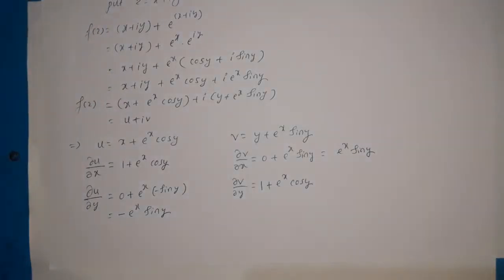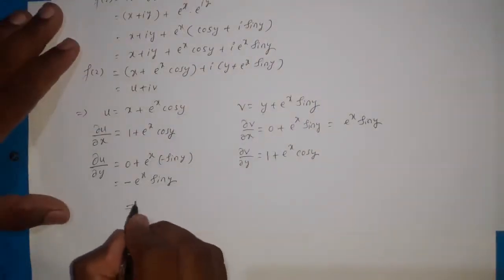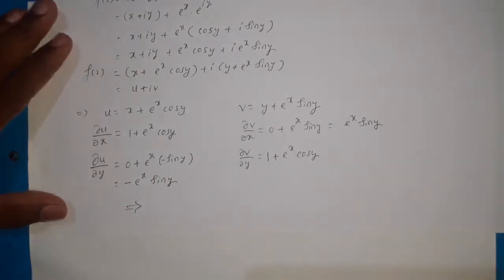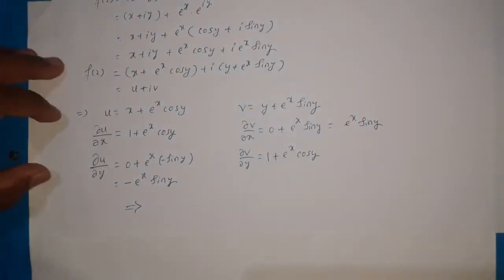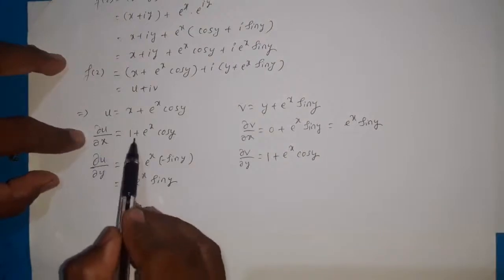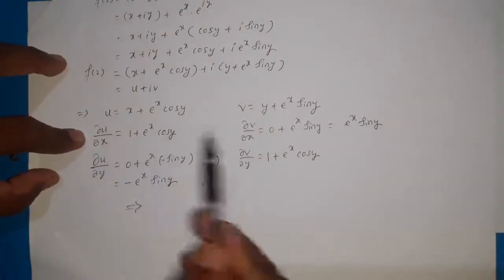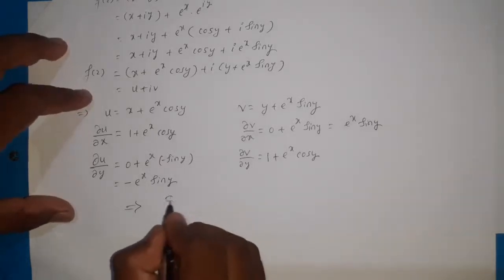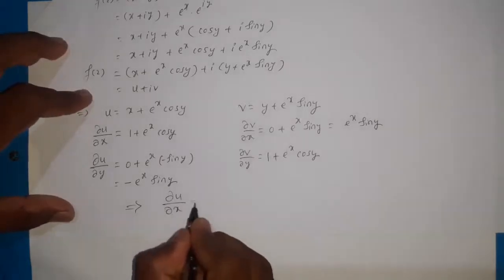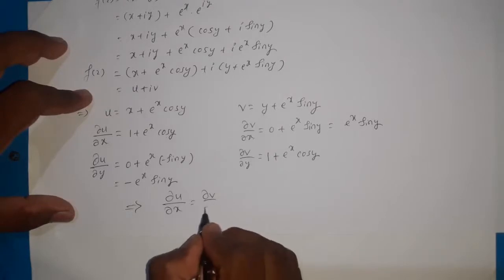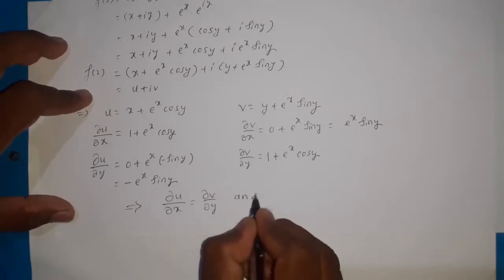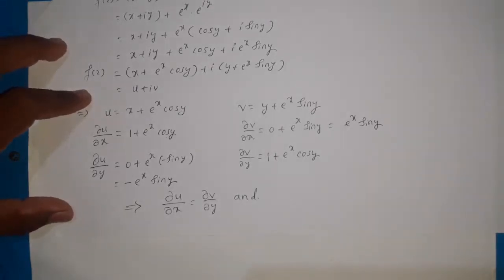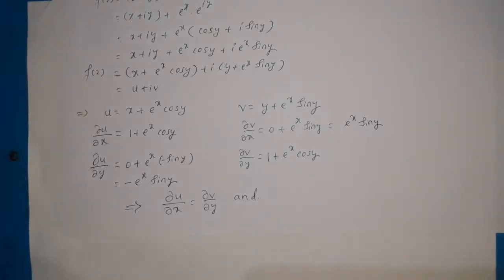Now, by observing these 4 partial derivatives, we can write the conclusion as: dou u by dou x is 1 plus e power x cos y, and dou v by dou y is also 1 plus e power x cos y. So, hence dou u by dou x equal to dou v by dou y, and the second CR equation is dou u by dou y is equal to minus dou v by dou x.